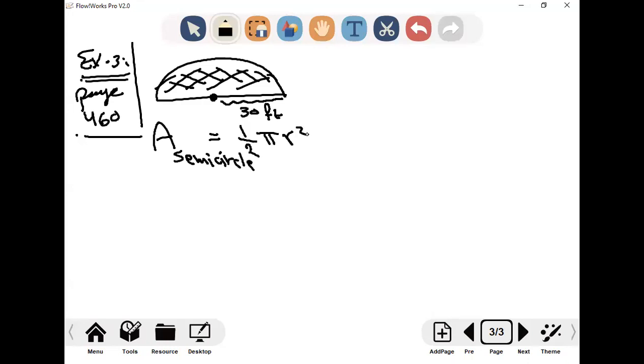Is this clear? So pi r to the power of 2 is the area of the full circle. I put half because I have a half circle, right? Is this clear? Now apply only.